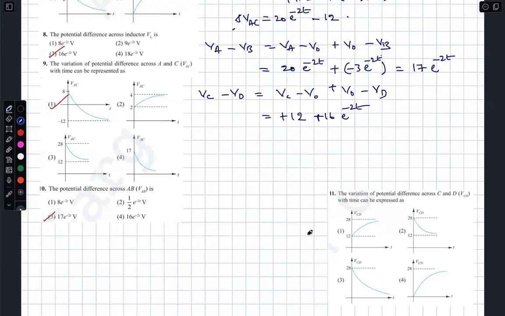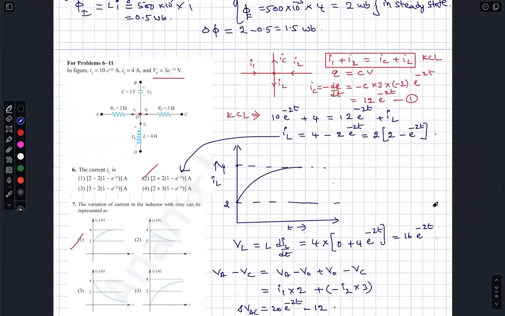So it should run between 28 to 12. So this is the graph. That's all. I've done. Very good question.